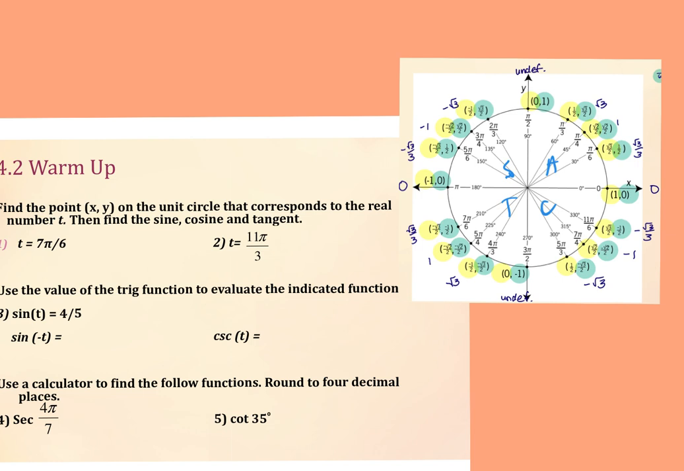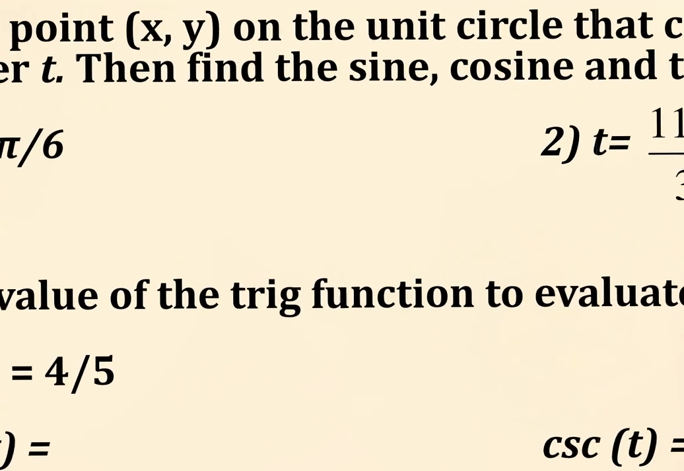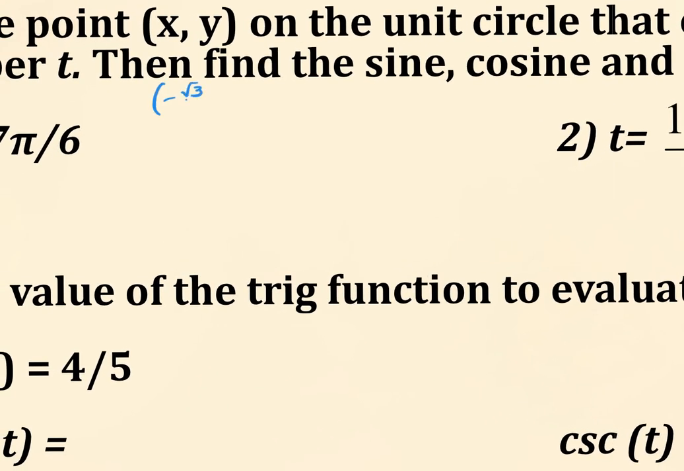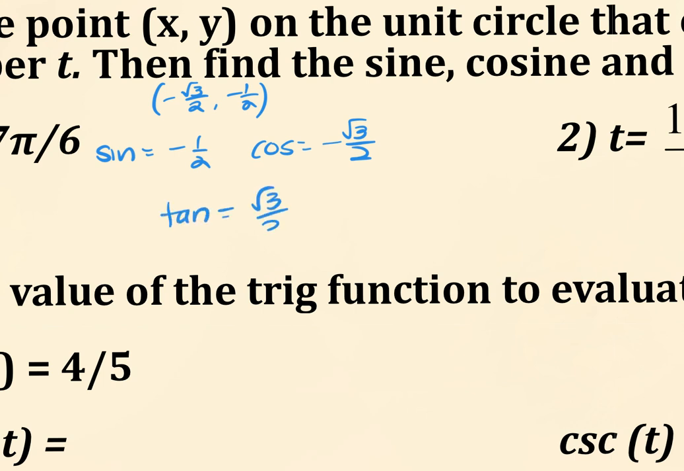All right, so number 1 and 2 say find the point on the circle that corresponds to the real number t, then find the sine, the cosine, the tangent. So 7 pi over 6 is here. Okay, coordinate point there is negative root 3 over 2 and negative 1/2. So sine is negative 1/2, cosine negative root 3 over 2, and that's an over 6 in the third quadrant, which means tangent is a positive root 3 over 3.